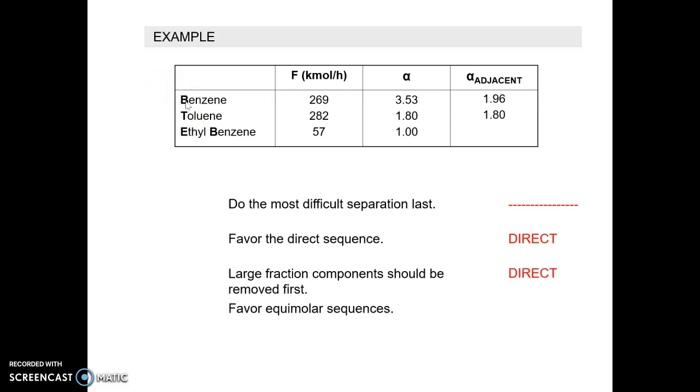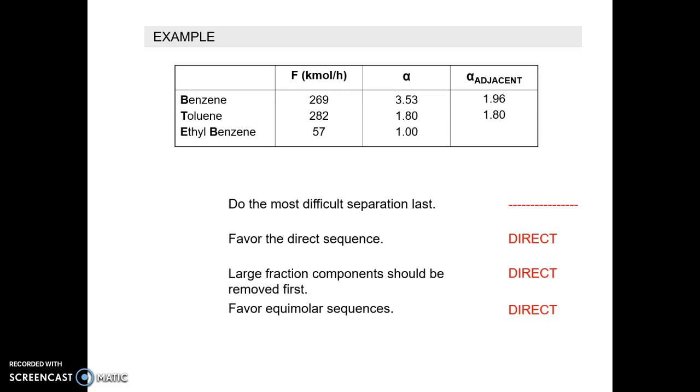Favor equimolar sequence. Equimolar means, as I told you, it should be 50-50. However, in this case, 50-50 is not possible. But if I separate 269 from the top and 282 and 57 from the bottom, it will make it at least 40-60. So that also calls for the direct sequence. So in this case, all four heuristics which I have shown here call for the direct sequence. However, not all problems are so simple to analyze, and hence there has to be some quantitative way. These are all qualitative discussions.